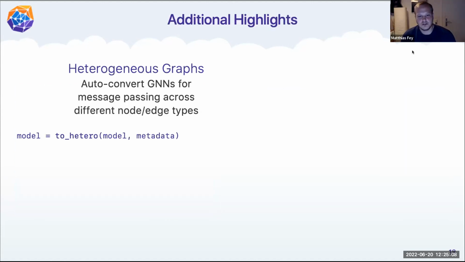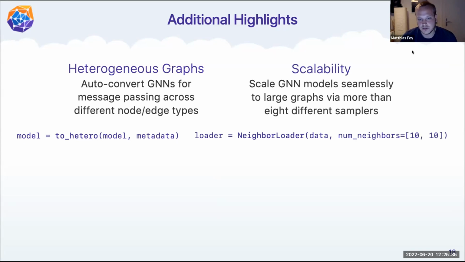I quickly want to go over some additional highlights before running out of time. Since this is just a shallow overview of the high-level concepts of PyG, there's much more to discover. One additional highlight is heterogeneous graphs. And so we have full support for heterogeneous graphs, which have different node and edge types. And there's also the ability to convert standard GNN models into their heterogeneous counterparts, which is very convenient to use.